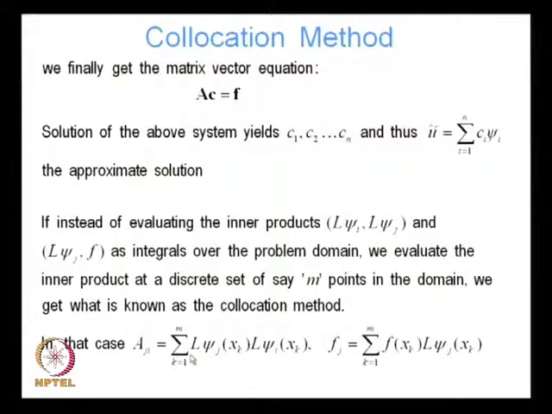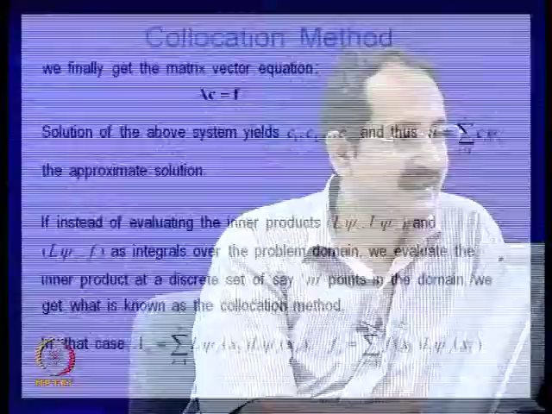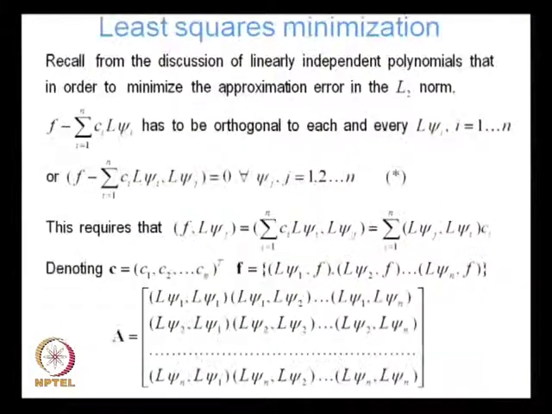I think I have made a mistake here, there is no sum here. So A_ji is equal to L psi j L psi i at xk, no sum, sorry. Or is there, let me see, no, there is a sum. I apologize again, there is a sum because I am just evaluating that integral, but I am evaluating it at a discrete set of points. So there is a sum. I'm sorry for the confusion.